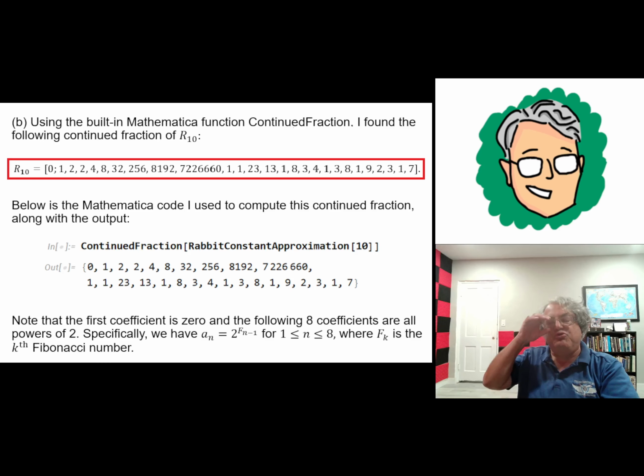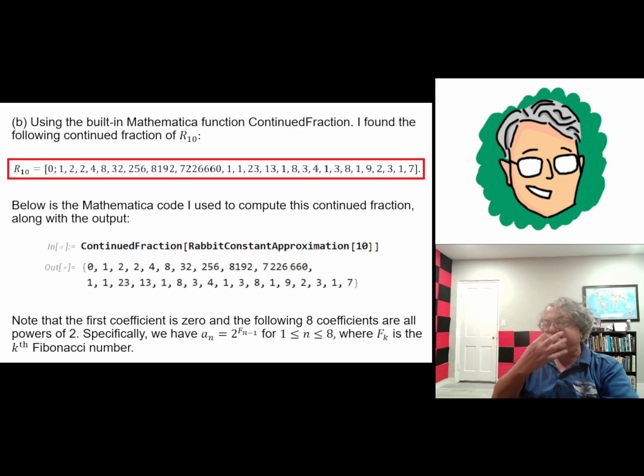And that's easy to do with Mathematica because Mathematica has a built-in function called ContinuedFraction. So I just used it. I said ContinuedFraction of the rabbit constant approximation of 10. And since R sub n is rational for every n, and the continued fraction of every rational number is finite, we don't have to worry about this thing running forever. It'll give you an exact answer. And here's the exact continued fraction of R sub 10.